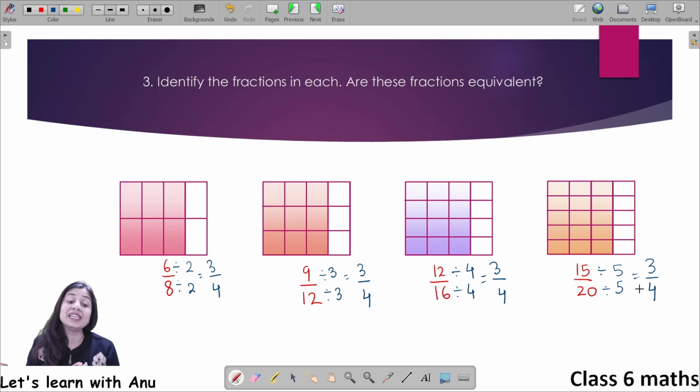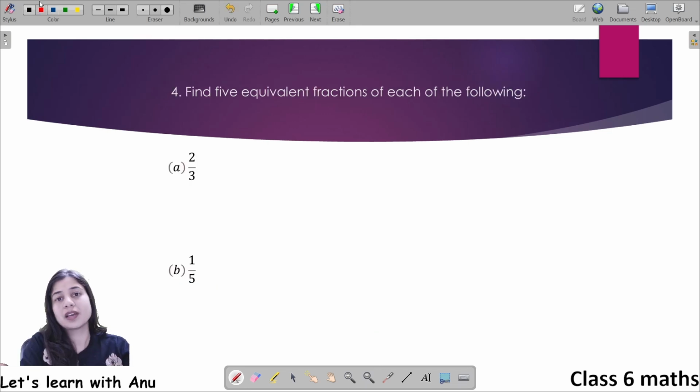So clearly they are representing the same value, that is 3 by 4, right? So the answer is yes, the fractions are equivalent. Moving ahead to the next question. Question number 4. Find 5 equivalent fractions of each of the following.